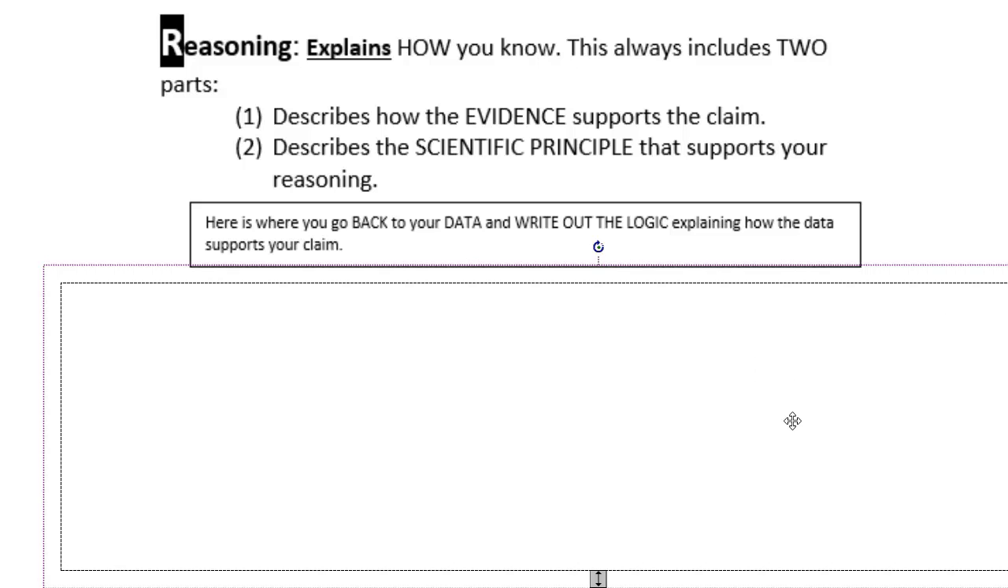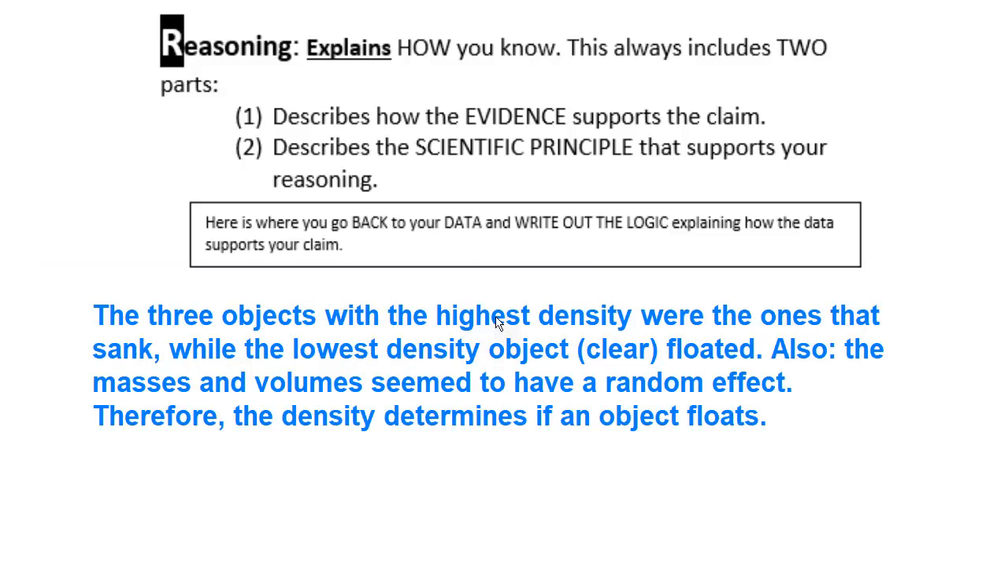So here's my reasoning. The three objects with the highest density were the ones that sank, while the lowest density object, the clear one, floated. So also, the masses and volumes seem to have a random effect. Therefore, the density determines if an object floats. So you gotta make a statement like this that links it all together. So go ahead and copy this underneath your reasoning. I know it's long, but that's the main part of your argument, the reasoning. So it tends to be the longest part of the answer.